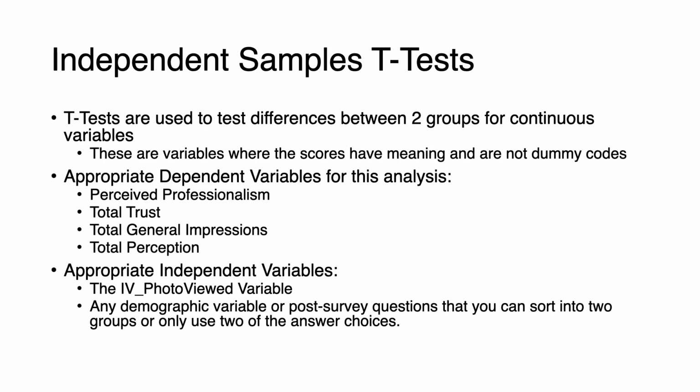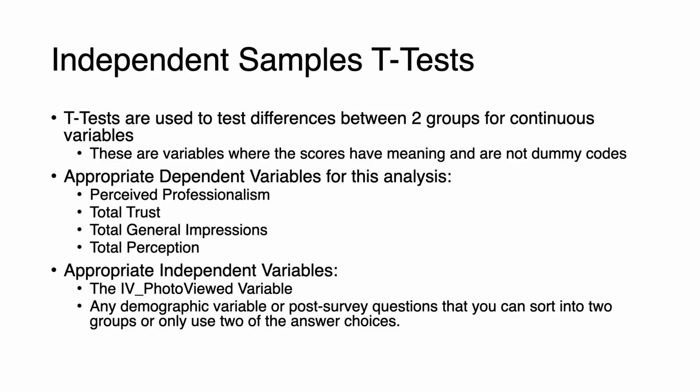So I do want to talk a little bit about independent samples t-tests and what the results mean. T-tests are used to test for significant differences between groups for continuous variables. Continuous variables are variables where the scores have meaning and are not dummy codes. So this would be like total perception or total trust. When we are looking at continuous variables, the score means something.